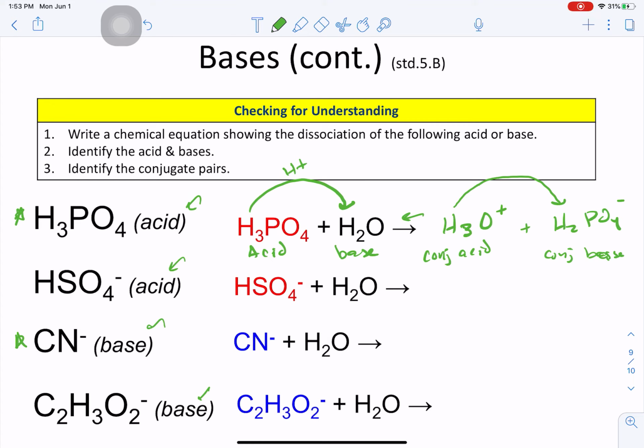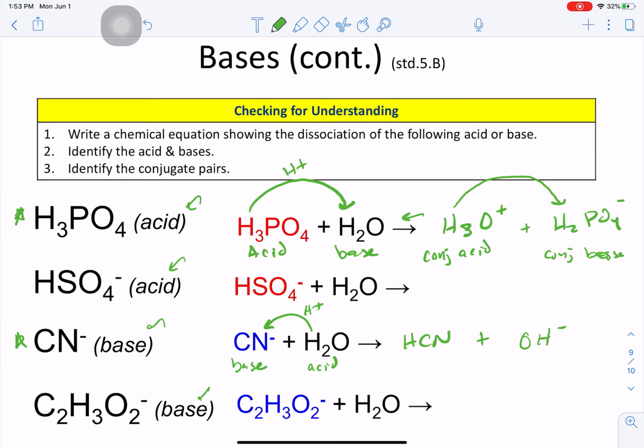All right, let's do a base one right here. CN minus, that's your base we're working with. Okay, so we're going to put base here, and then we're going to put acid right here, so that we know that the base accepts from the acid. Boom. Let's show that flow. As a result, that CN minus gained an H plus, it now becomes HCN. Well, that H2O lost an H plus, so now it becomes OH minus.